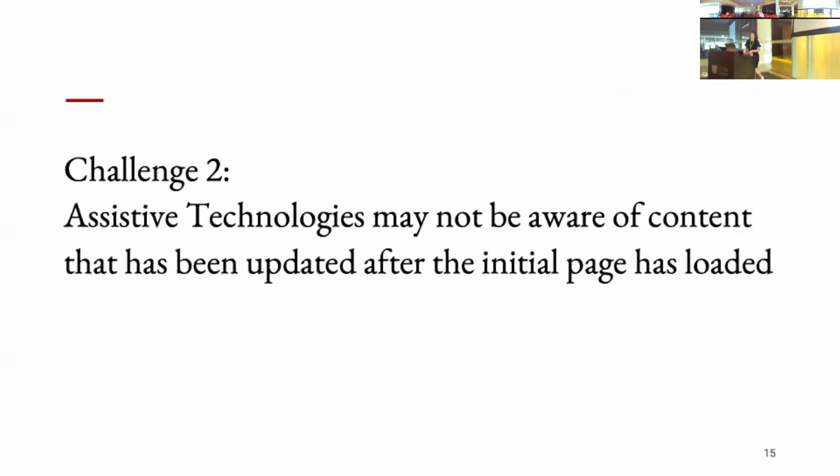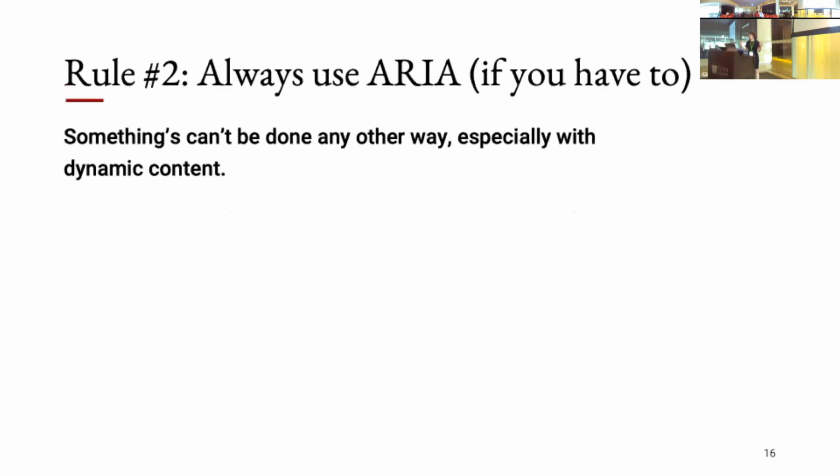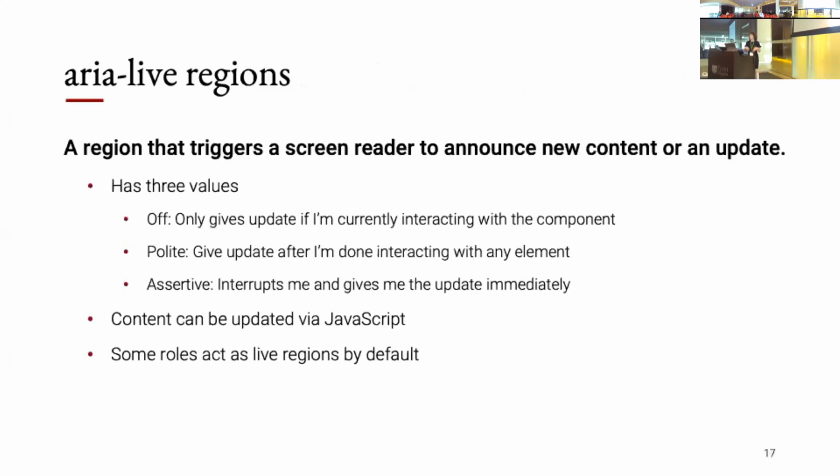Challenge number two with complex interfaces is that assistive technologies may not be aware of content that has been updated after the initial page has loaded. That follows up with rule number two: always use ARIA if you have to, because sometimes there's no other way around it, especially if you're on a page that's using AJAX, so it doesn't trigger a page reload. We'll want to use something called an ARIA live region to make sure that a user gets updated to any change of content or context that's happened on that page.